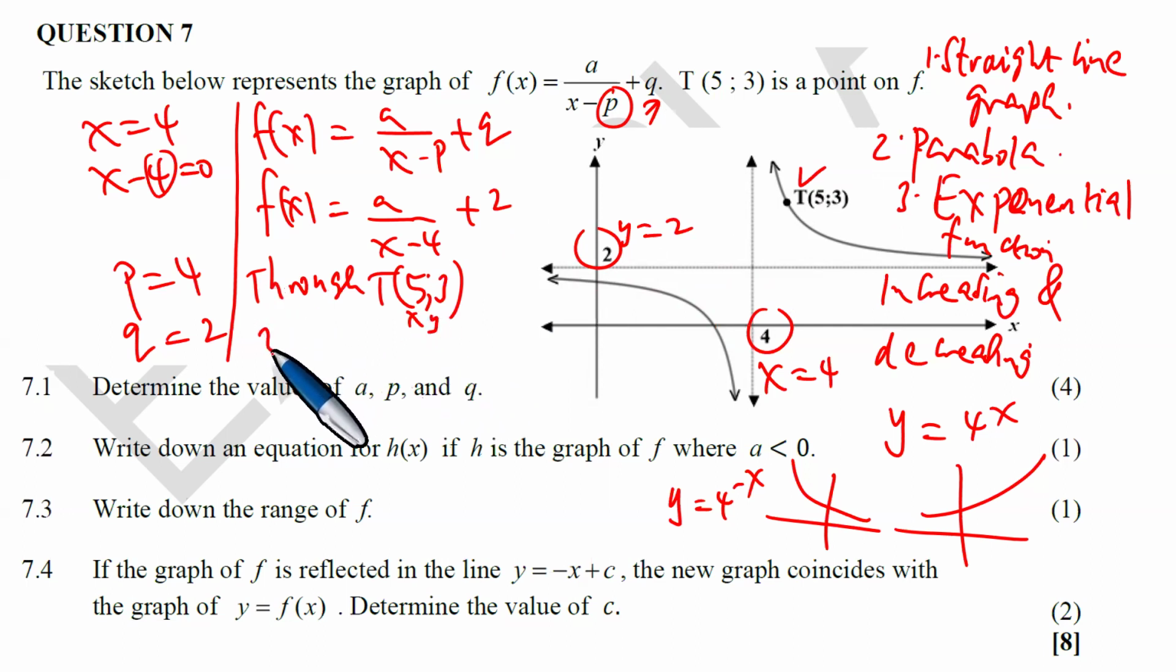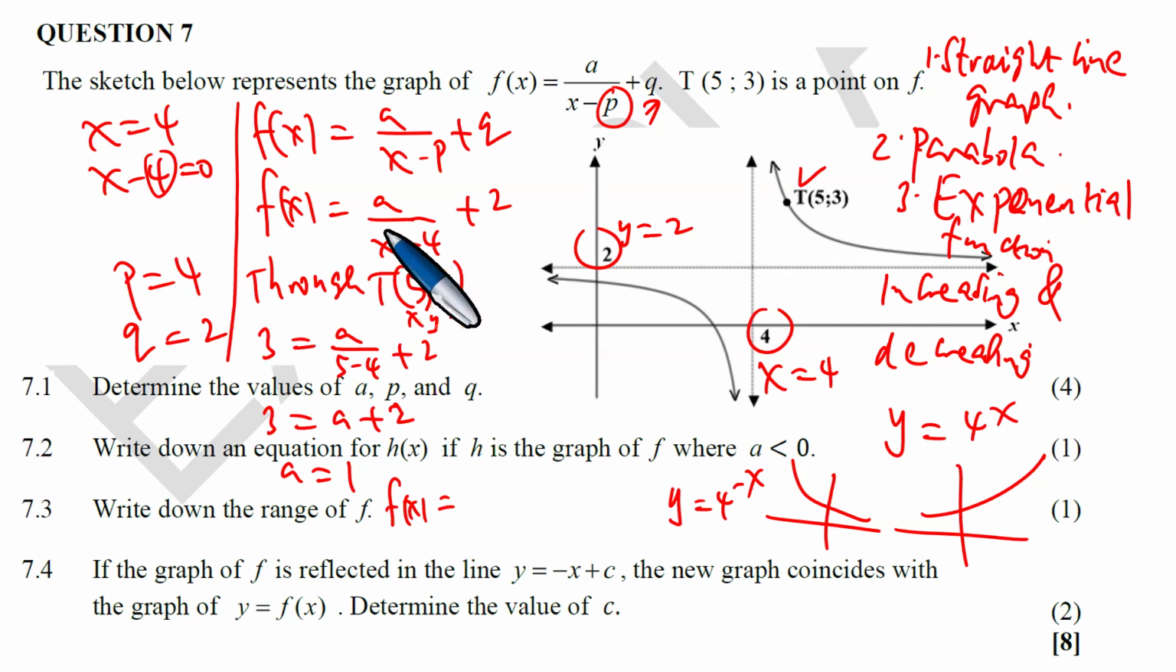So that y is 3 here, the x is 5 plus 2, which means that 3 equals 5 minus 4, it's 1. You divide here, which means that a, you transpose 3 minus 2, it's a 1. And therefore, you have f of x equals, so you plug in the a, which is 1, over x minus 4 plus 2.